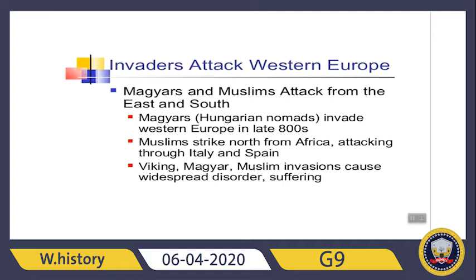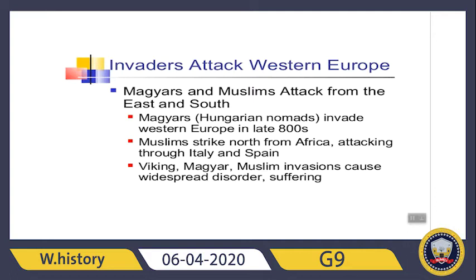Now, not only the Vikings attacked Western Europe, there are a few more invaders, and here you will see Magyars and Muslims. They also attacked, but as we read, the Vikings attacked from the north, while the Magyars and Muslims attacked from the east and the south. So from north, east, and south, from everywhere, Western Europe was attacked.